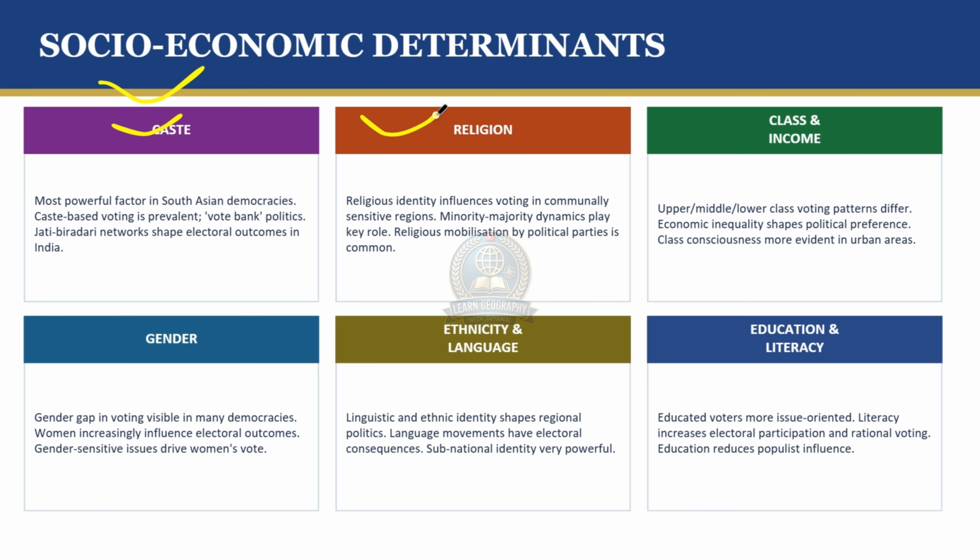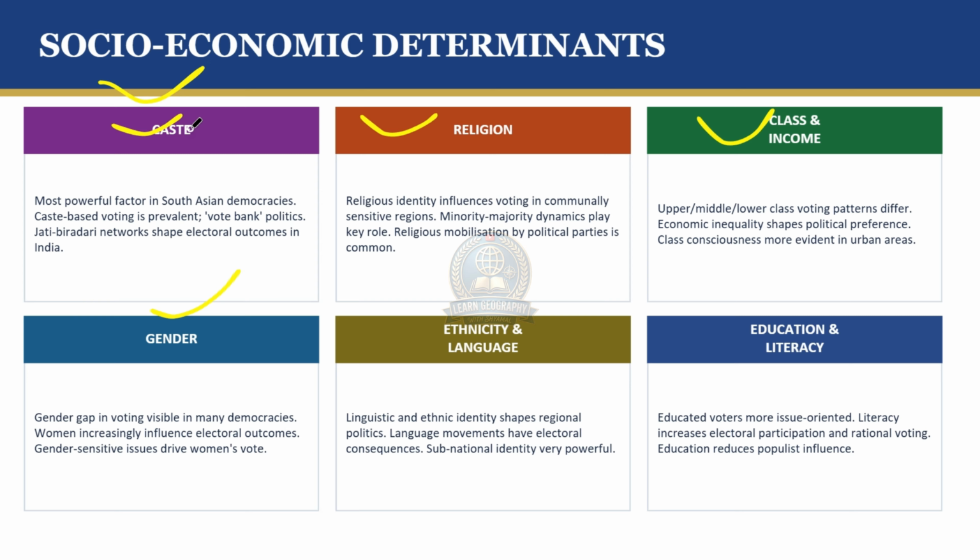Religion. Religious identity influences voting in communally sensitive regions. Minority-majority dynamics play a key role. Religious mobilization by political parties is common. Class and income: upper, middle, and lower class voting patterns are different. Economic inequality shapes political preference. Class consciousness is more evident in urban areas.